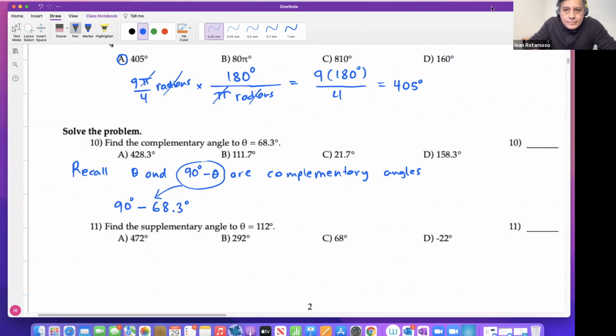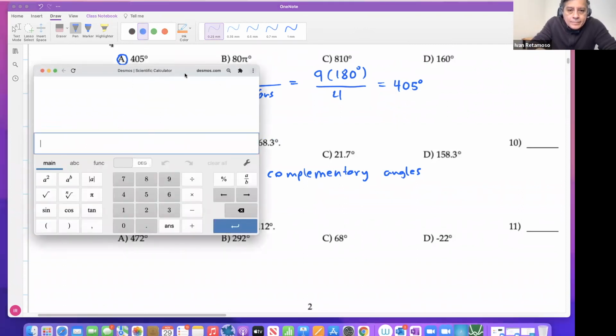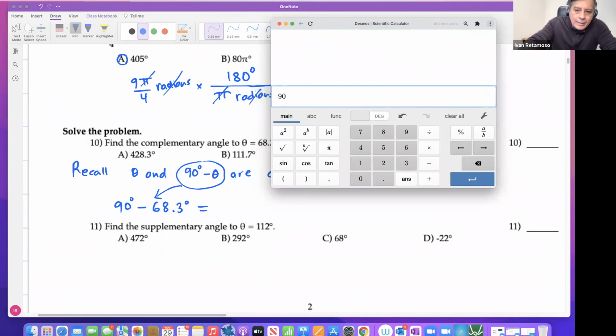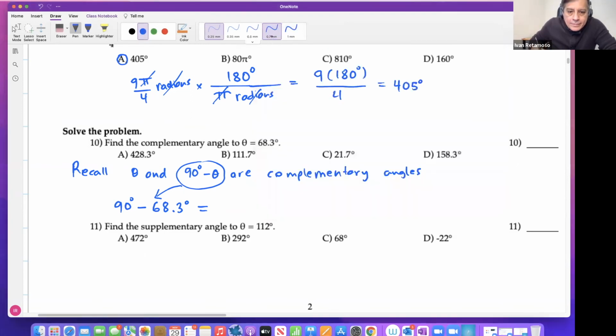Very good. So now, what is this? Take your calculator. Do 90 minus 68.3. That is 21.7, right? 21.7 degrees. 21.7 degrees. And that is what you have here, right? Complementary angles. The sum of these two angles is 90 degrees, right? They complement each other to add up 90 degrees. Great.